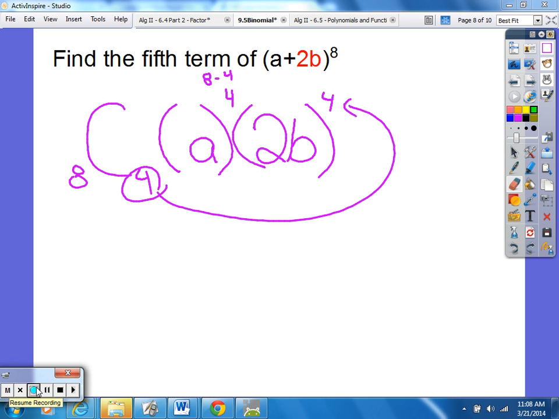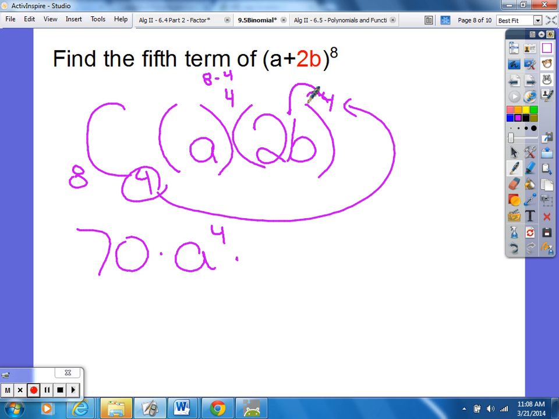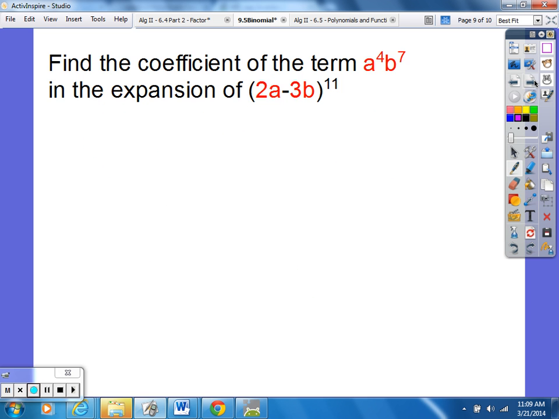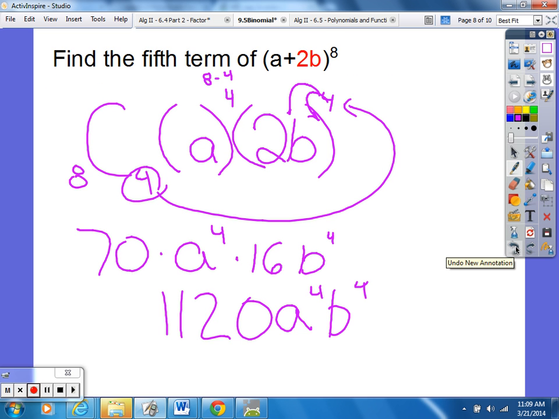All right, if I use my calculator to find 8 choose 4, I get 70. And I'll be writing the number 70, okay, times a to the 4 times this 4, remember from algebra 1, goes to both exponents. So that would be 16, and then I've got b to the 4. I multiply 70 and 16, I get 1120. a to the 4, b to the 4. Any questions? Okay, moving on. I got it. Cool.